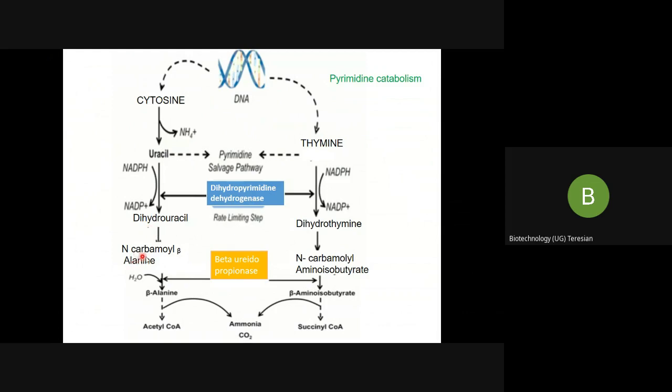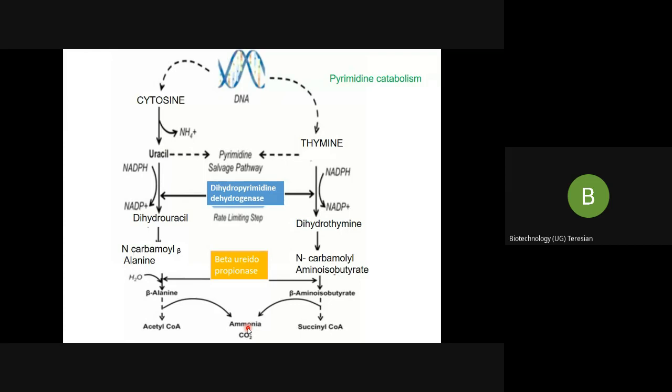Dihydrouracil in turn is converted to N-carbamyl beta-alanine and dihydrothymine is converted to N-carbamyl amino isobutyrate. N-carbamyl beta-alanine is converted to beta-alanine with the addition of water in the presence of the enzyme beta-ureidopropionase. So both these reactions are catalyzed by beta-ureidopropionase, and your beta-alanine and beta-amino isobutyrate form common byproducts, ammonia and carbon dioxide.